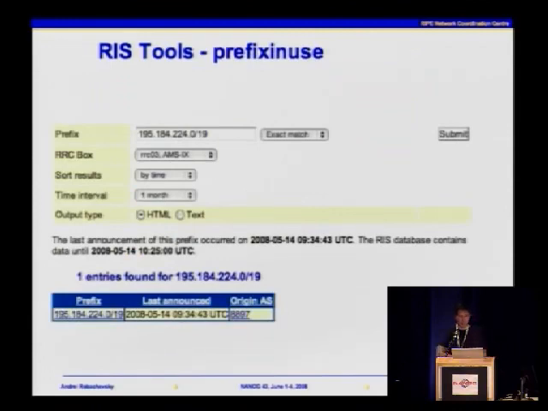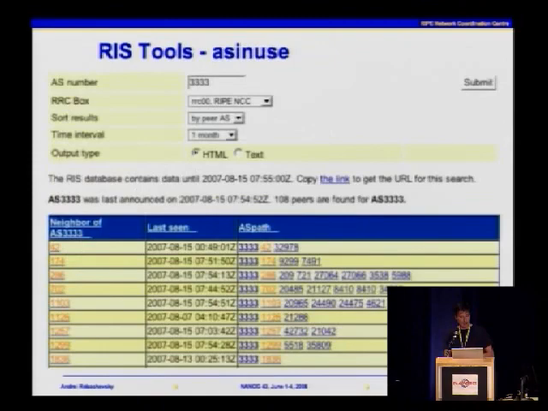Prefix in use allows you to see when the last time this prefix was announced and who announced this prefix. IS in use allows you to see when the last time the IS was seen on the internet, and the IS path, the peers that were announcing this IS to route collectors.